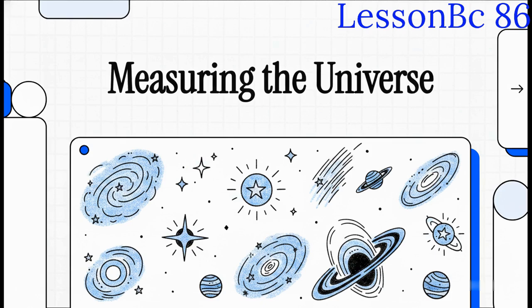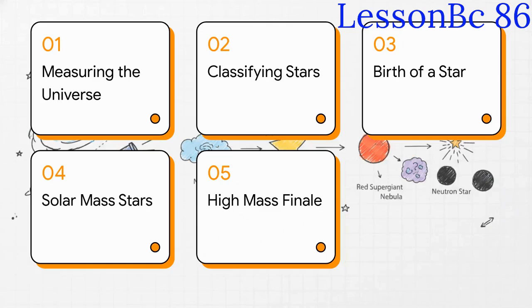Okay, let's get into it. So, here's our roadmap for today. We're splitting our journey up a bit. First, we'll measure the universe. Then, we'll classify the stars, watch a star be born, follow the life of a solar mass star, and finally, wrap up with the high mass finale.